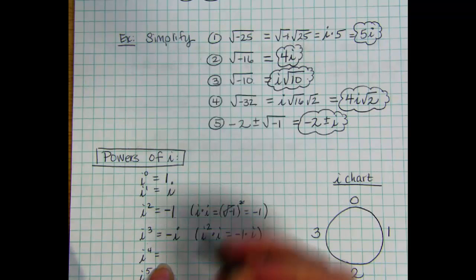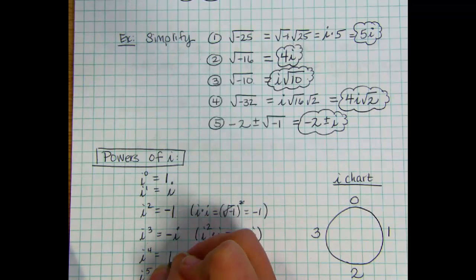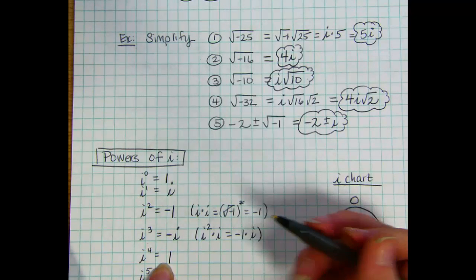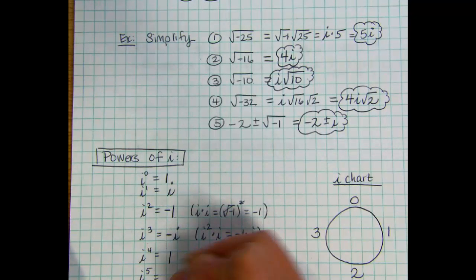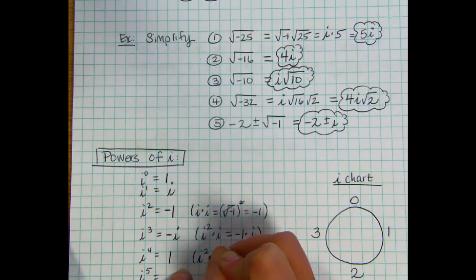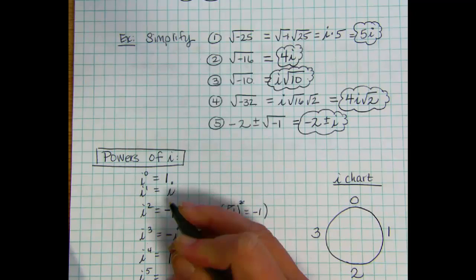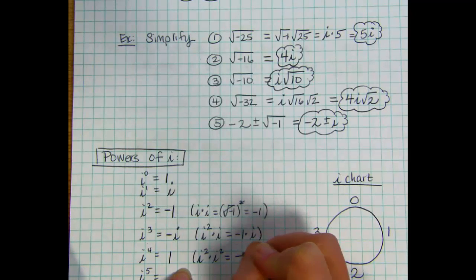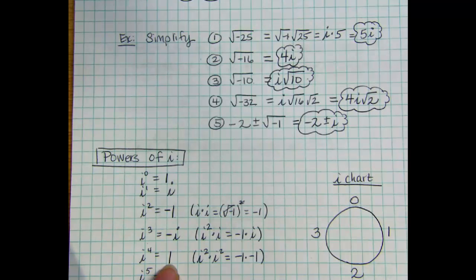I to the fourth. Well, I to the fourth is 1. I just know that. Here's why. I to the fourth could be written as I squared times I squared. Well, I squared is negative 1. Negative 1 times negative 1 is positive 1.